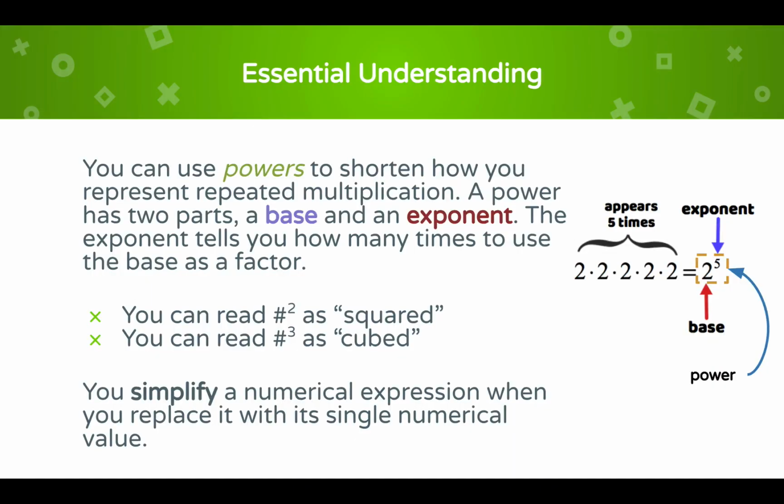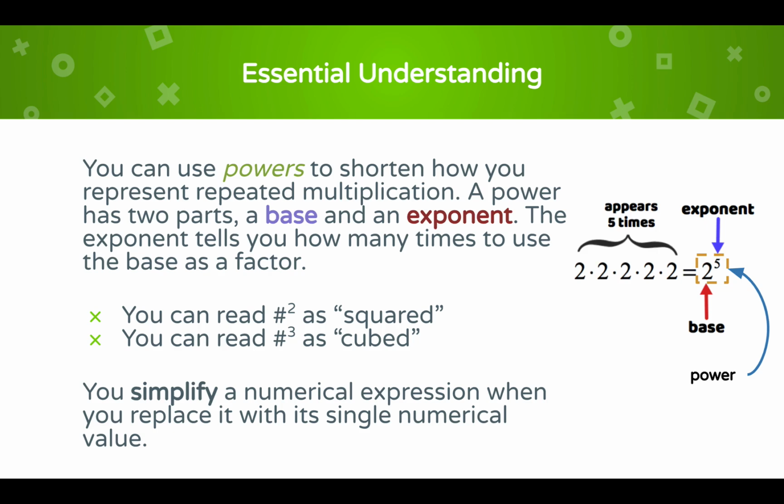Before we actually do some evaluating, let's take a second to clean up some vocabulary misconceptions. We can use powers to shorten how we represent repeated multiplication. A power is broken up into two parts, a base and an exponent. The exponent tells you how many times to use the base as a factor, so it represents repeated multiplication. So if we look at the power 2 to the 5th, the base is 2, the exponent is 5, and that means take 2 and multiply it by itself 5 times.